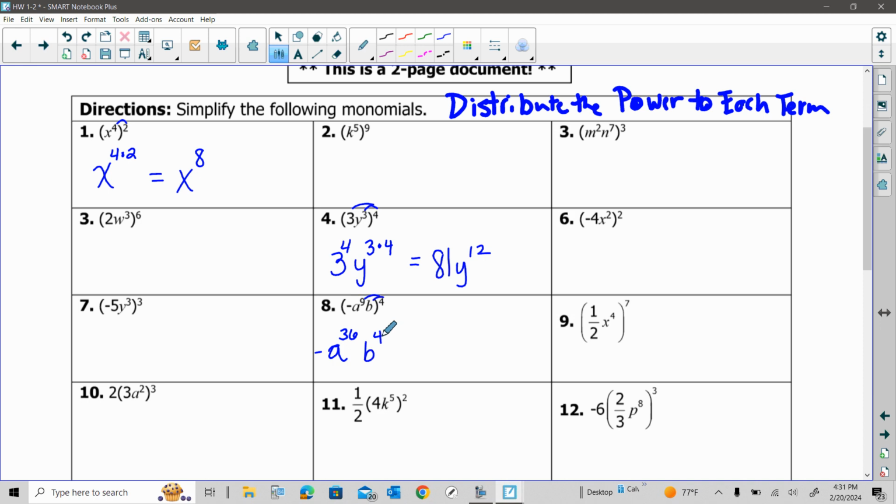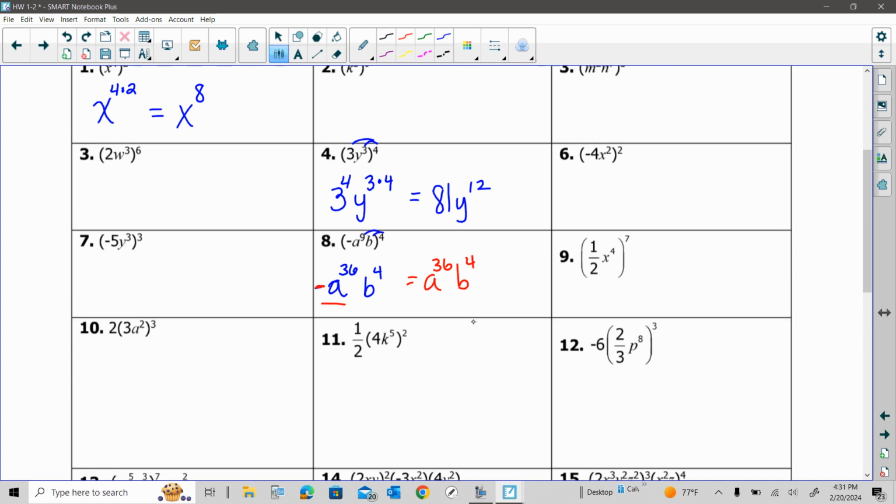This actually is going to turn into a positive a, and we haven't fully discussed this, but there's a shortcut. If my exponent is even and I have a negative sign, all even exponents turn into a positive. Okay. If it's odd, then it will be negative.